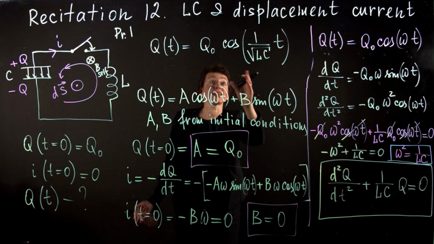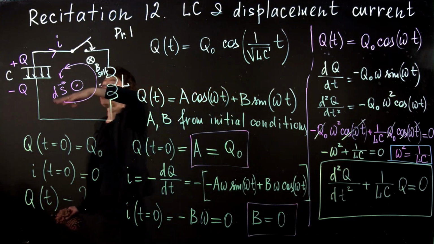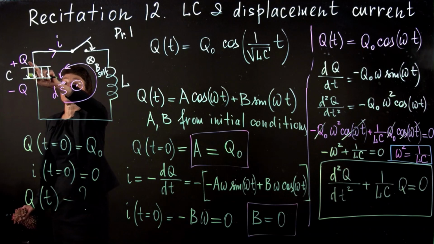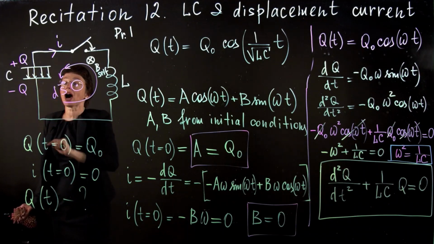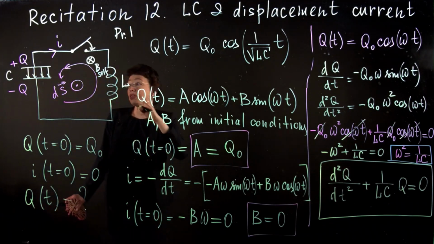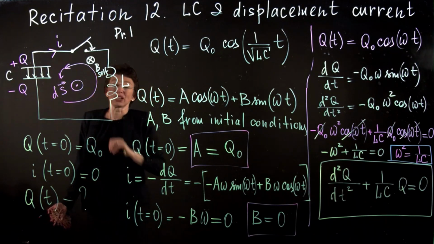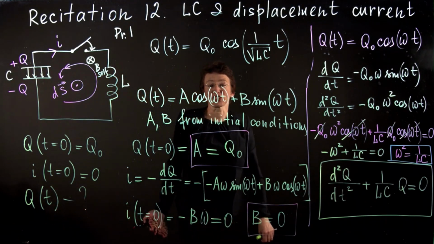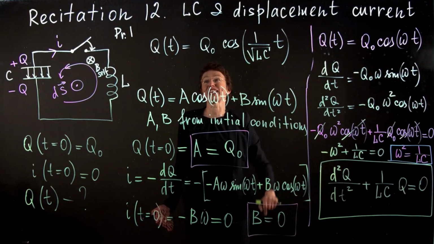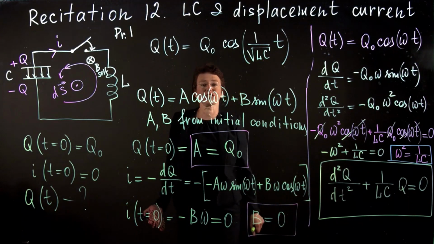And we see that this charge oscillates. So if we start with a positive charge on the upper plate of the capacitor, with time it will become negative, and the lower plate will get the positive charge. So we will have an oscillating solution for the charge as a function of time.